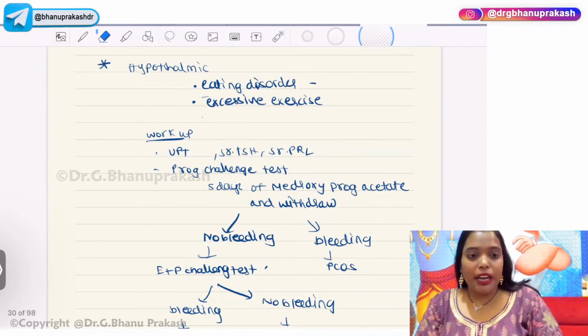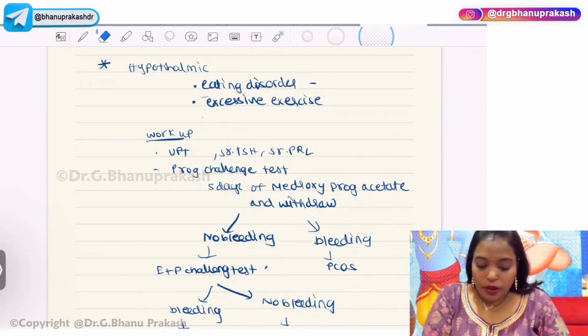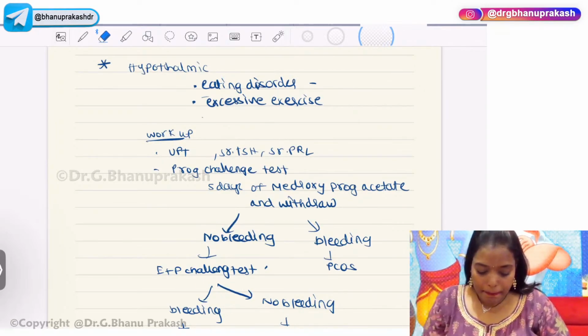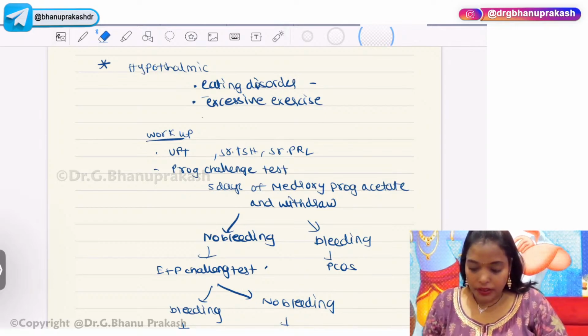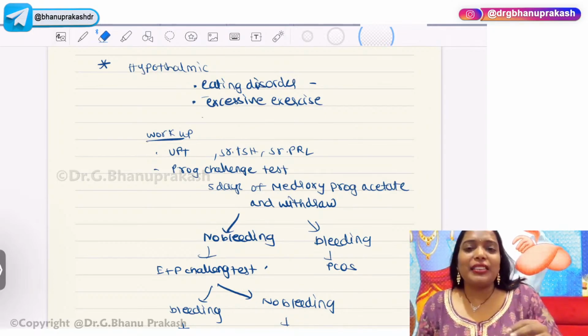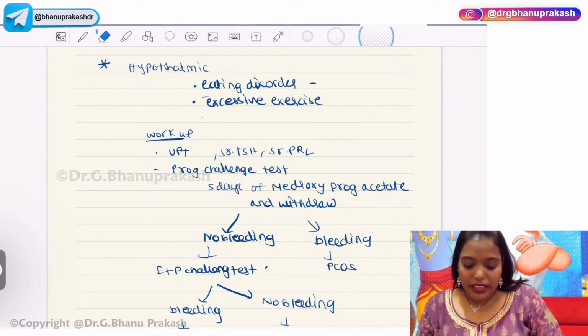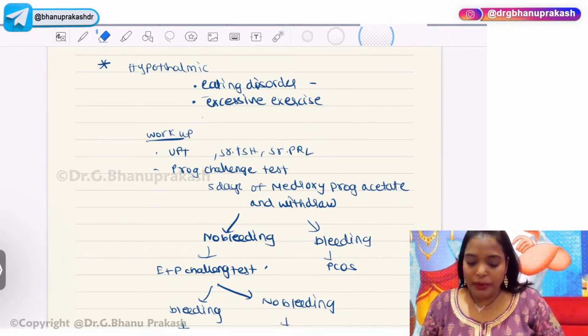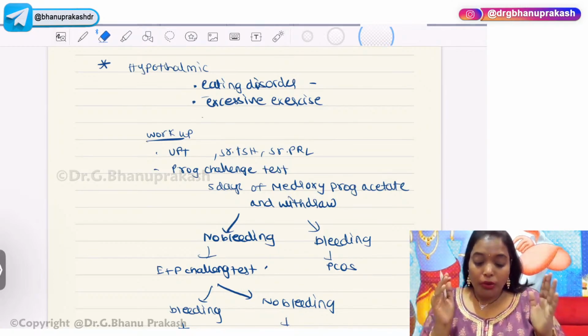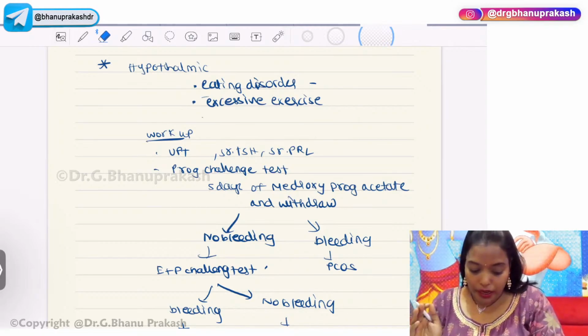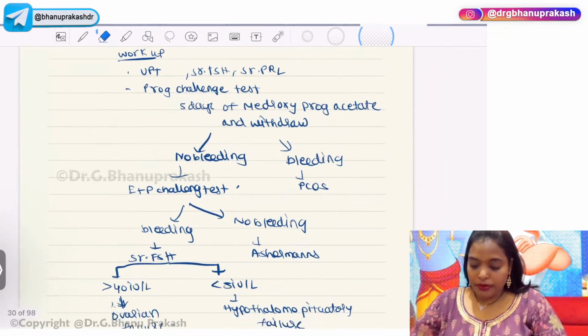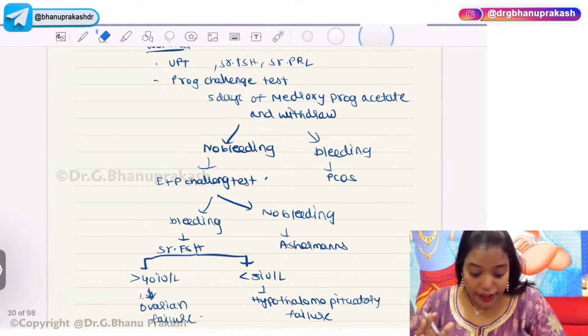Next, coming to hypothalamic. In hypothalamic there are eating disorders, excessive exercise, anything which suppresses the pulsatile GnRH. So how do we work up a case of hypothalamic amenorrhea? First, always check UPT.